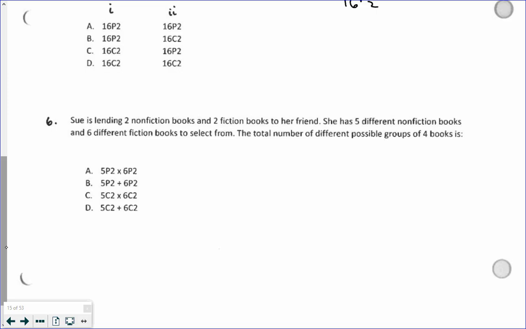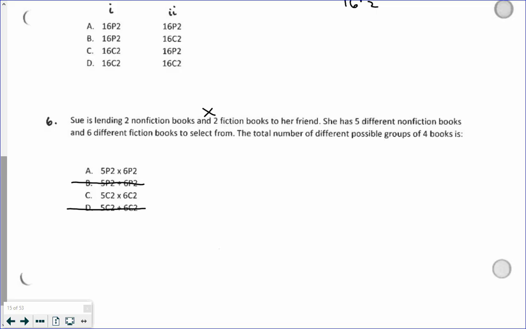If you can decide if this is an "and" or "or" question, you can take it down to a 1 and 2 guess. Because "and" is times, "or" is add. So is she lending nonfiction or fiction, or is she lending nonfiction and fiction? And. So "and" means times. So automatically, those two are out. Again, work smarter, not harder.